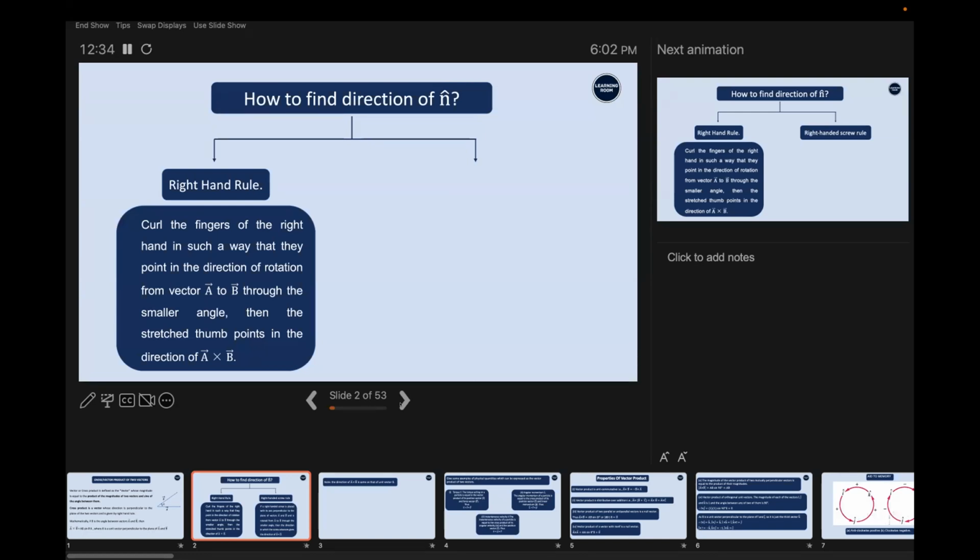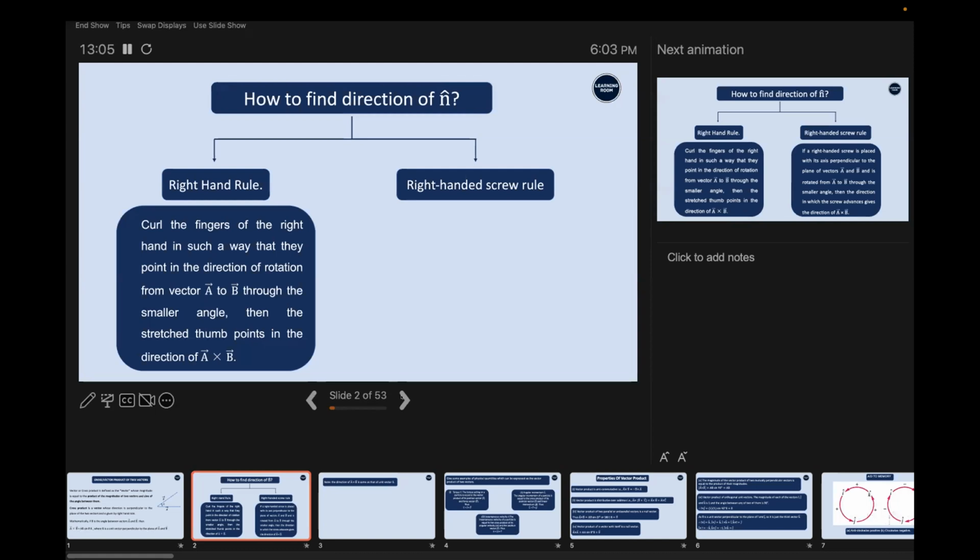All are done? Okay. Shall we see the next rule also? I told you there are two rules you can use to find the answer, out of which one was the right hand thumb rule. Let's see the next rule as well. The next rule is called the right-handed screw. If you have a screw which is to be used by a right-handed person, you call it a right-handed screw.